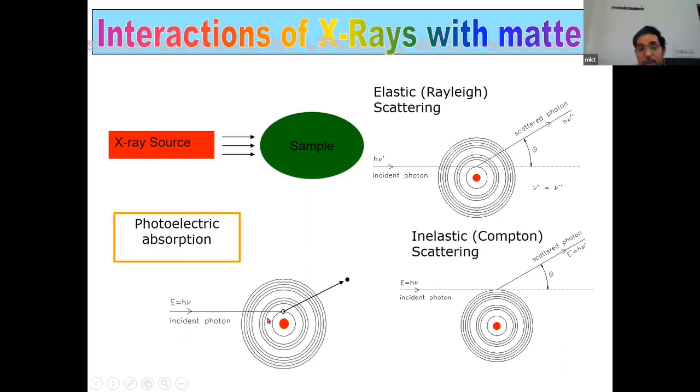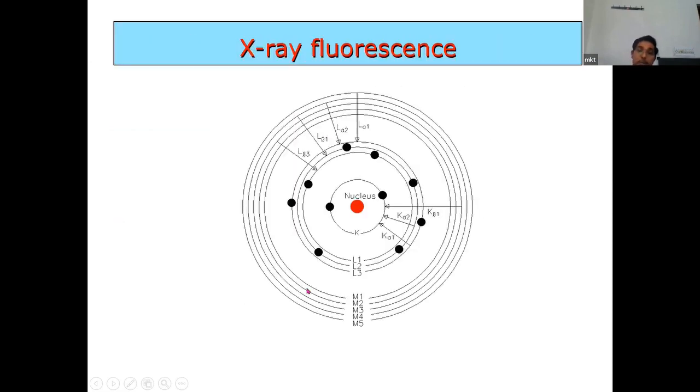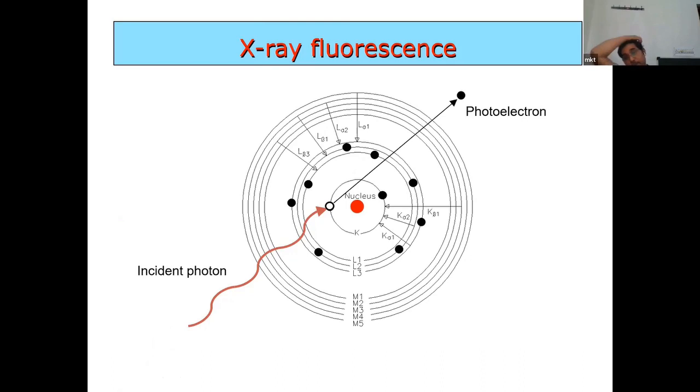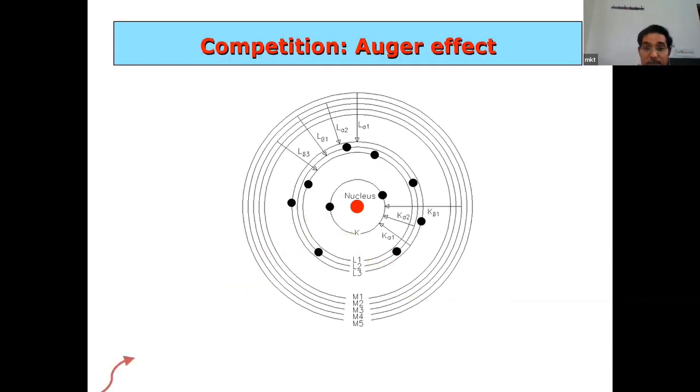K shell, L shell, and then the inner shell electron is emitted as a photoelectron. The vacancy is created over here. Basically, suppose the incident photon is coming and interacts with the K shell electrons. So the vacancy is created and the photoelectron comes out. And then, because this vacancy is there, an upper shell electron jumps into this lower shell. And finally, the difference of energy is released as a fluorescence photon. All basic things.